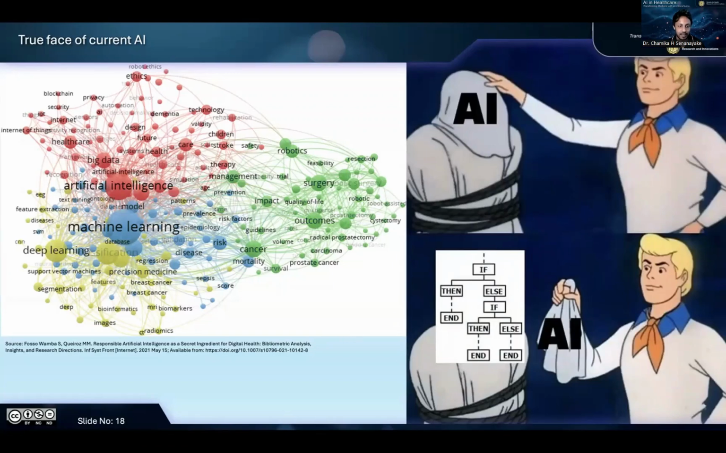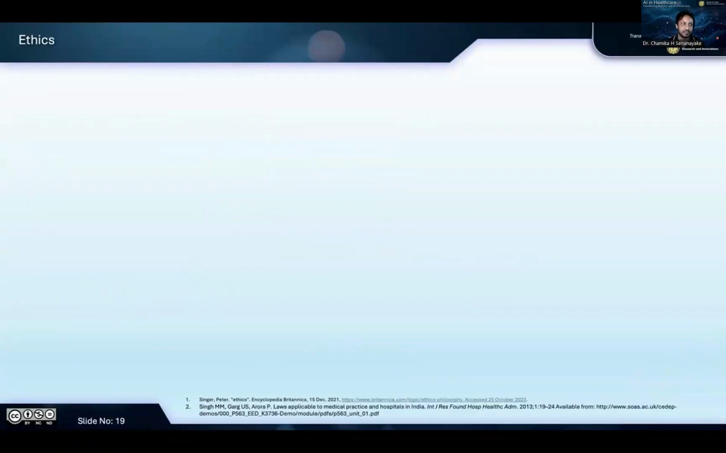That kind of algorithmic thing is going on when it comes to AI. That's the true face of AI. So these are all human-made ones, so we can always introduce bias and make errors. So that's where the ethical aspect comes in.